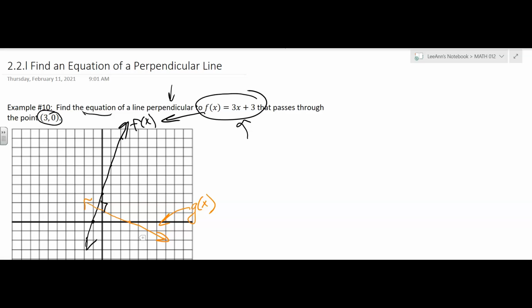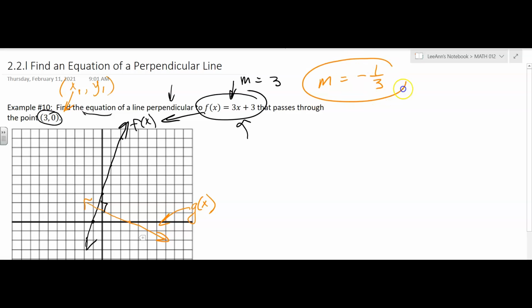Okay, so we have a point, right? We know the point that we're going through. So that's like my x1 and my y1. And I need the slope. Well, the slope of the old line is m equals 3. My slope's going to have to be the opposite reciprocal. So the slope that I need for the orange line is going to be negative 1/3.